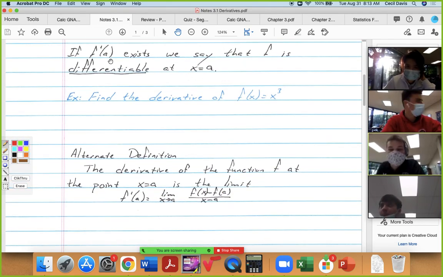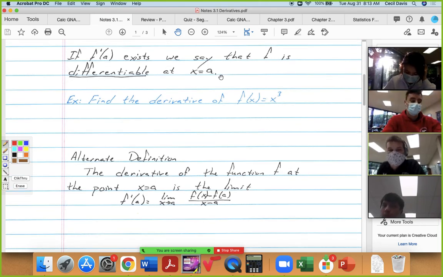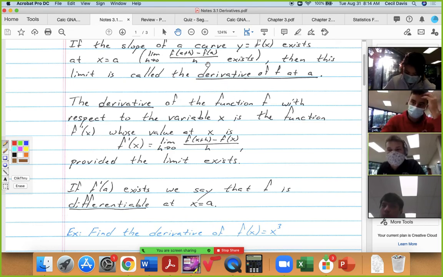So if f prime of a exists, we say that f is differentiable at x equals a. And students sometimes ask, why isn't it derivatable? Because you're saying you could take the derivative. Well, remember that expression that we're taking the limit of is called the difference quotient. So that's where they got the word differentiable.